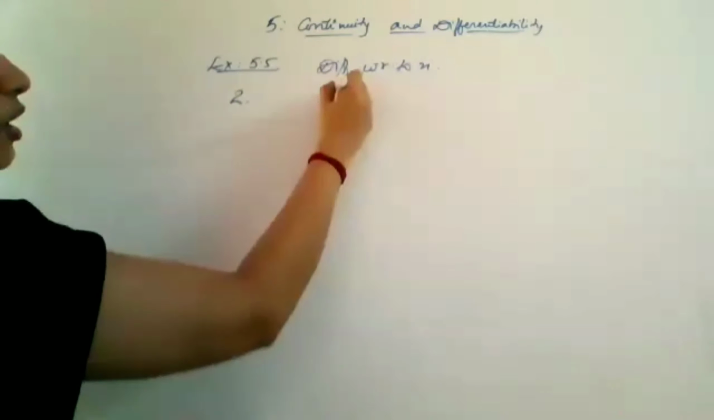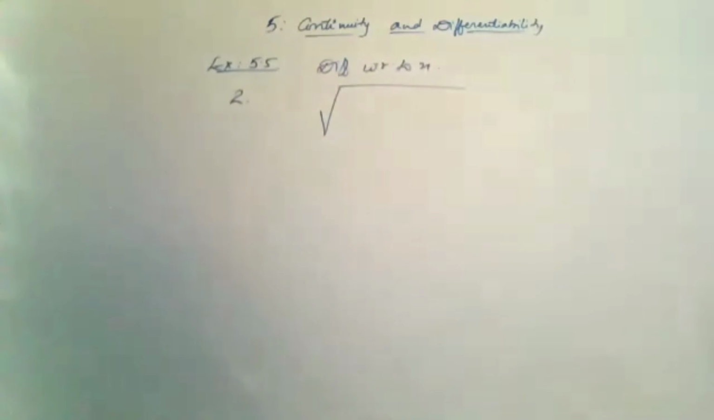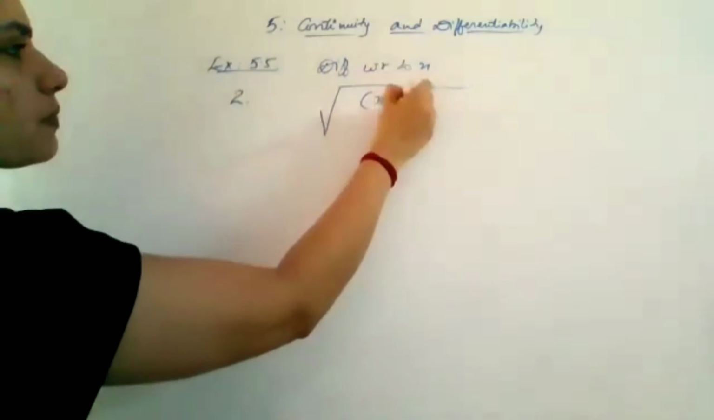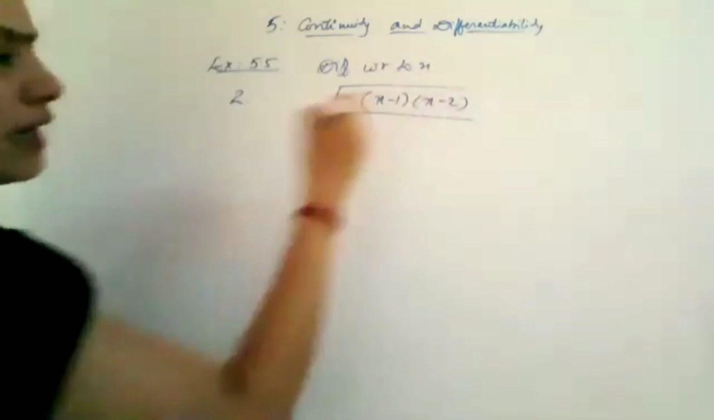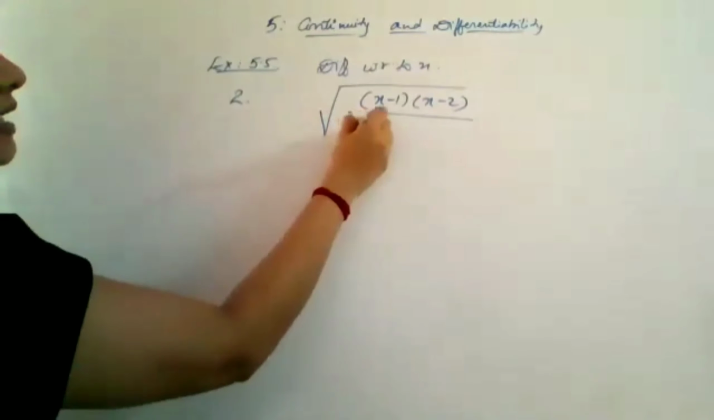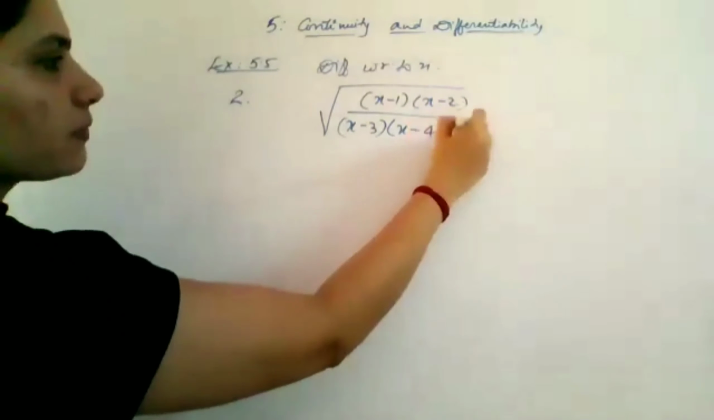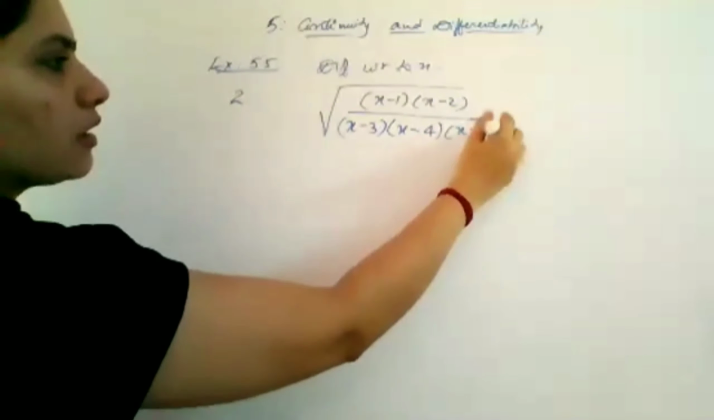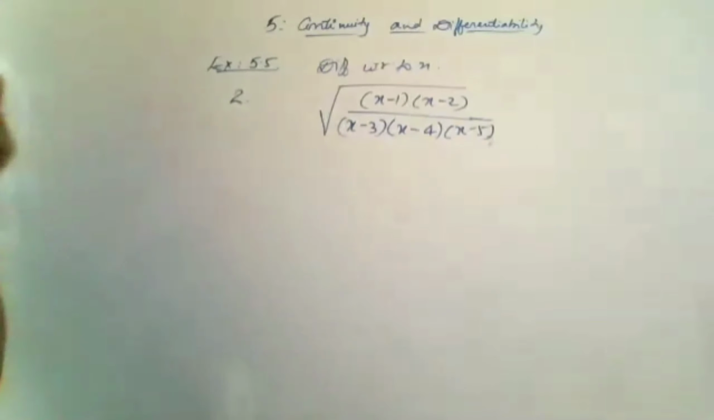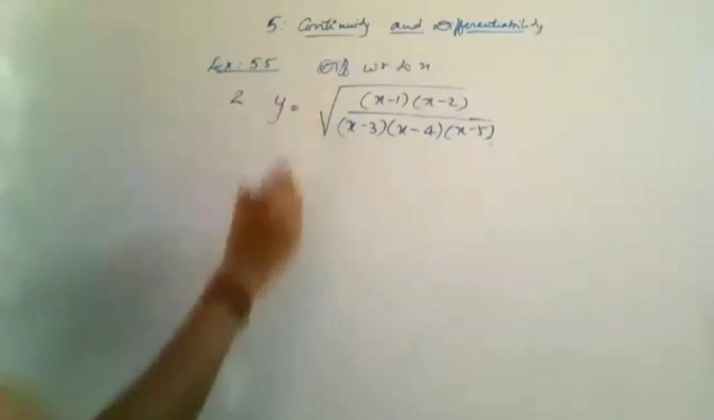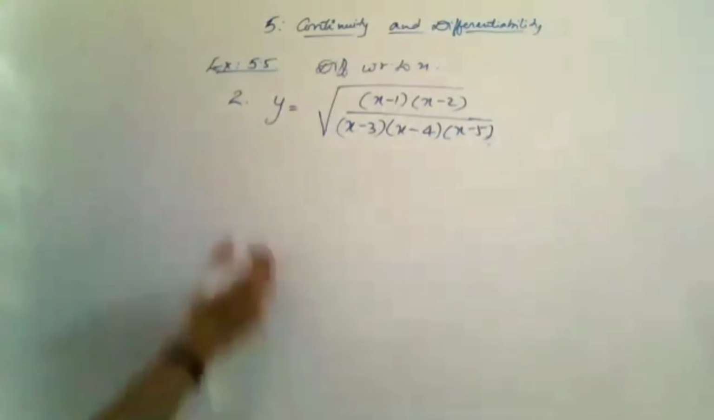Root of (x minus 1) into (x minus 2) divided by (x minus 3) into (x minus 4) into (x minus 5). Now again, this is a tiring process if you do directly. So we'll use the logarithmic differentiation method. For that, you will substitute the question as y. Now what you will do? Taking log on both sides.